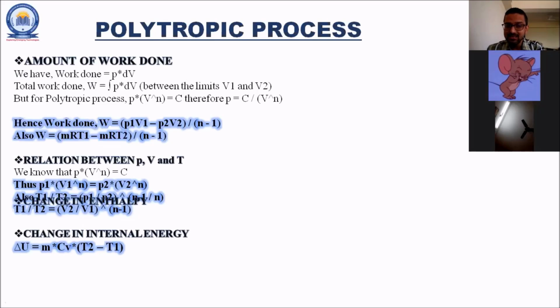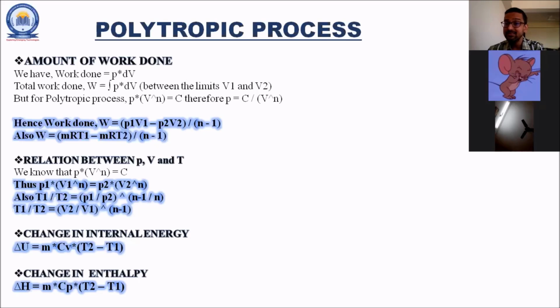Also the change in enthalpy, again our standard relation, that is delta H is equal to mCp (T2 minus T1). So these are the different equations, relationships in context of the polytropic process. Now friends, remember it is very similar to the adiabatic process, but in the adiabatic process the heat transfer Q was equal to 0, but in the polytropic process the heat transfer is not equal to 0.